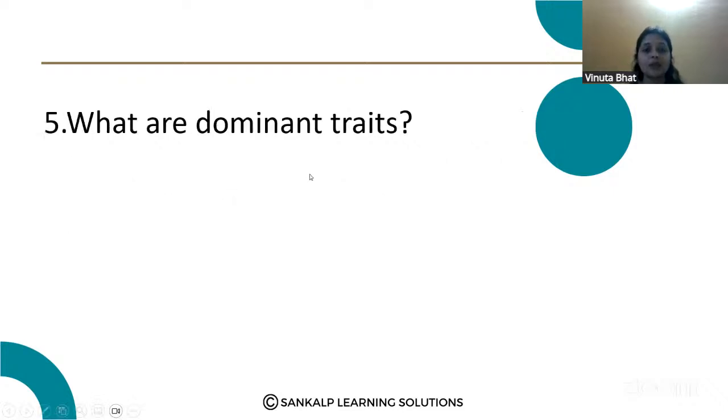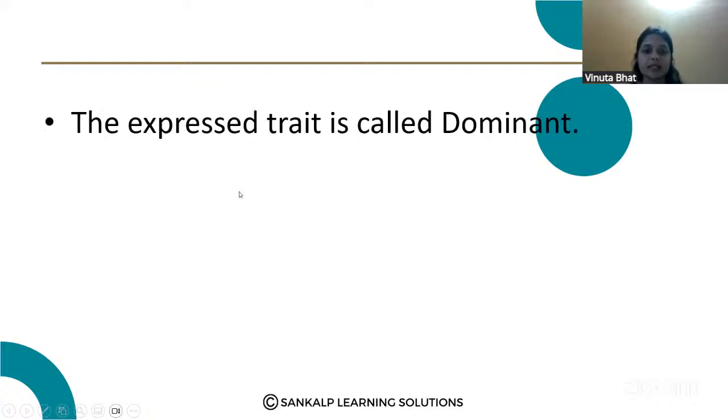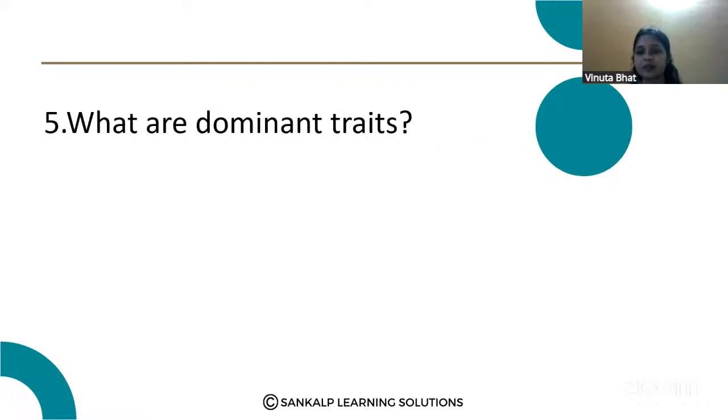What are the dominant traits? Yeah, what do you mean by dominant traits? The expressed trait is called the dominant trait. So in the experiment, we have seen in the monohybrid cross and in the dihybrid cross, one character is expressed and one is suppressed. The expressed character is called a dominant trait.